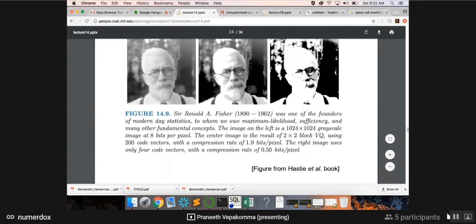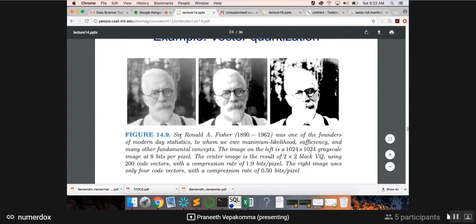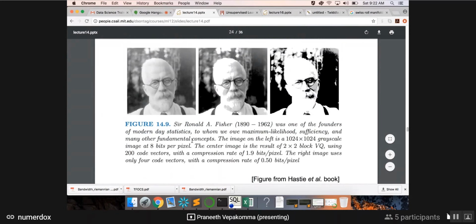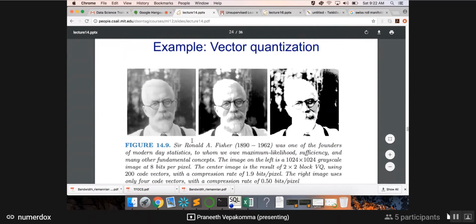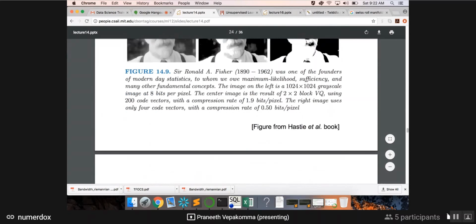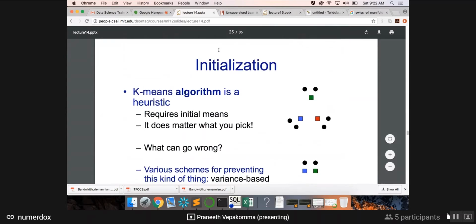Alright. Vector context. Oh, Ronald Fisher. He's like one of the founding fathers of statistics. So that's what I wanted to say and that's what he wrote here. But let's not discuss this example. Vector quantization is slightly different technique. It's not exactly clustering. All right.